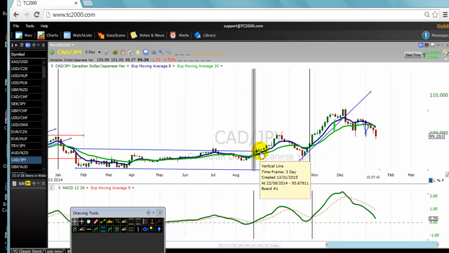So when the 8 is above the 20, it is telling us that the momentum of the moving average 12 is increasing. When the 8 is below the 20, it is telling us that the bullish momentum of moving average 12 is diminishing, or the bearish momentum of the moving average 12 is increasing. That's why we can substitute MACD crossing above or below the signal line with the moving average 8 and 20 crossovers. Ladies and gentlemen, this is the end of the video.